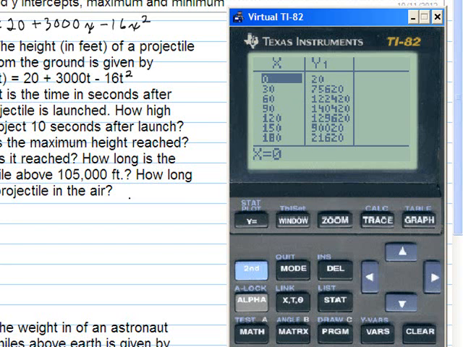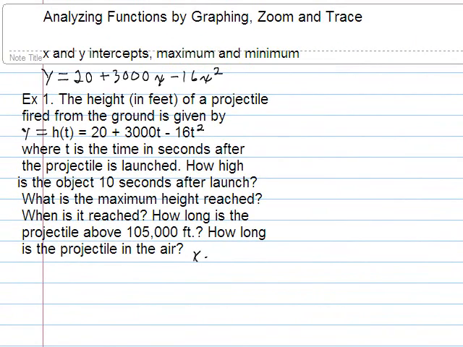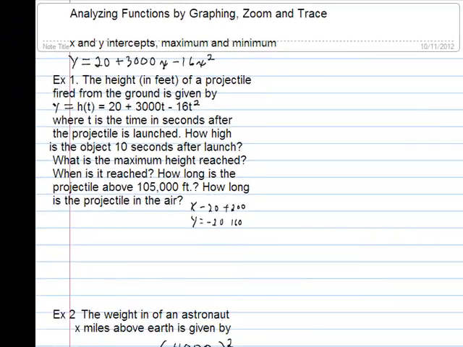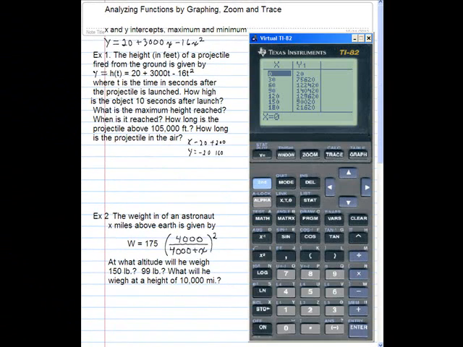So let me just make a note of that. X, -20 to 200. And y, we said it got to about 140,000 feet, so I'm going to go about -20,000 to about 160,000. So let's bring the calculator back up. Sorry it keeps disappearing on us, and hit the window key.